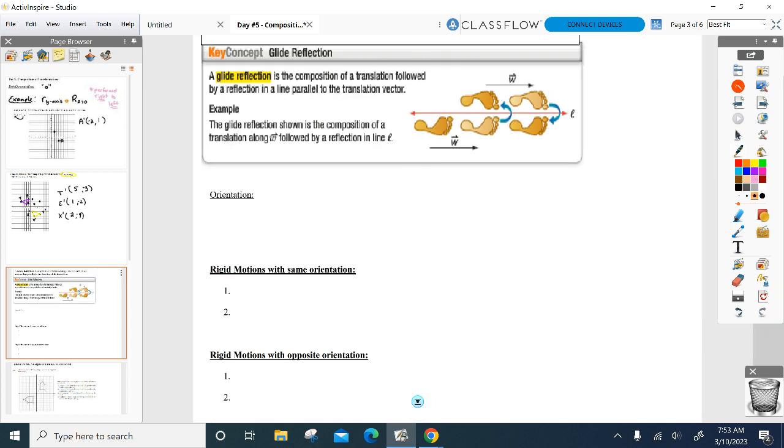Let's move on. I'm going to give you some new vocab terms now. First one, orientation. Orientation, ready? That's the direction of a figure's vertices.